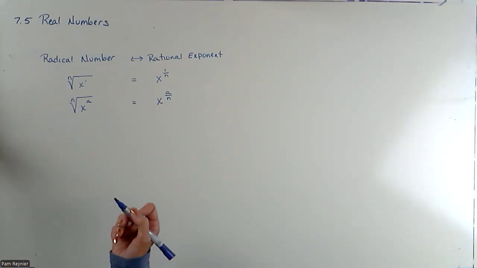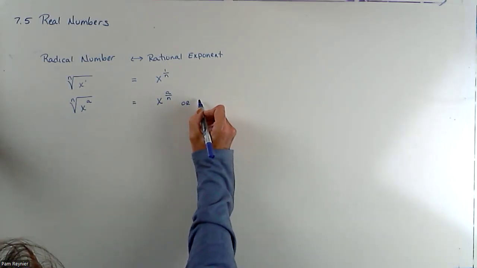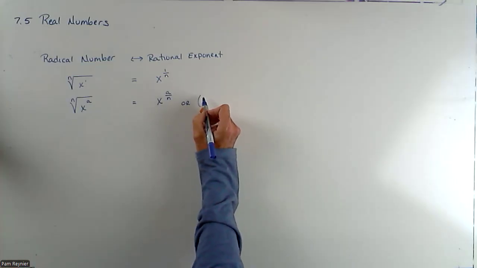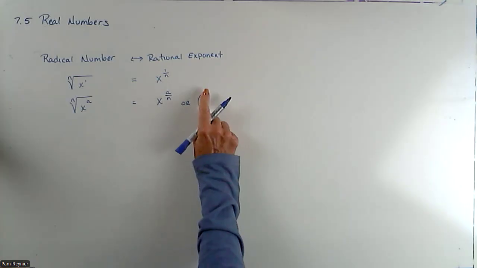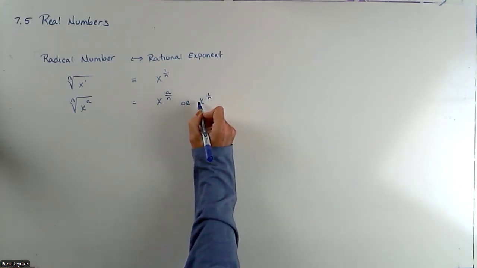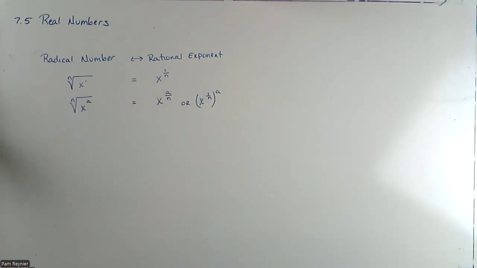Or you could have written this as x to the 1 over n. Oops, I forgot the x. All of this is raised to the 8th power. So I'll show you what I mean with some examples.